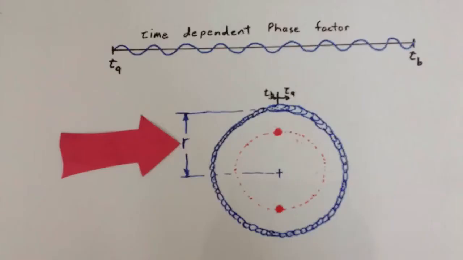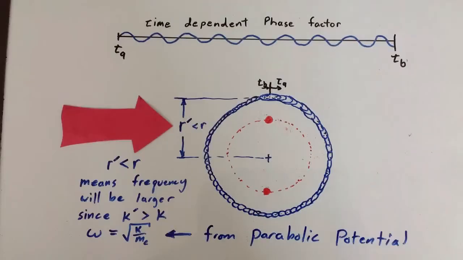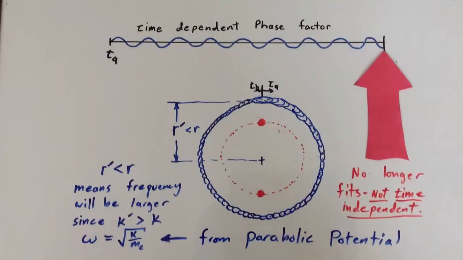We call this point radius r, and choose another point of slightly smaller r, say r prime. This r prime will have a different force constant for the parabolic potential, and we see that it no longer fits exactly in the deuteron orbital time. This orbit would not be stationary.